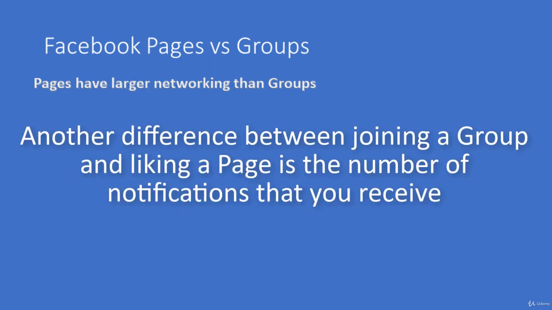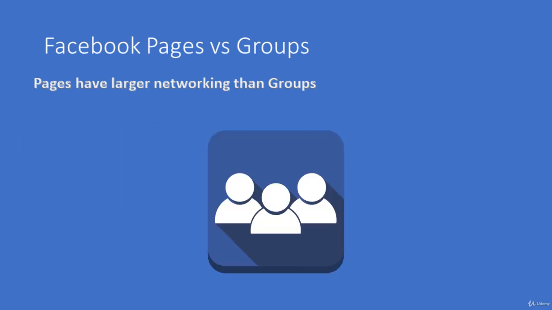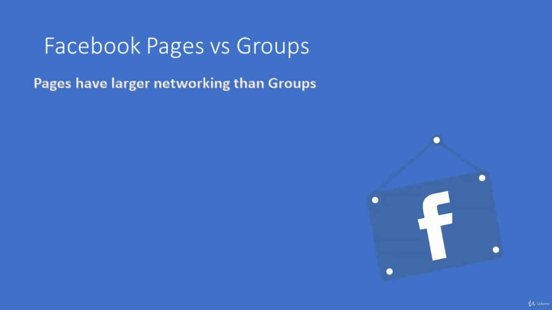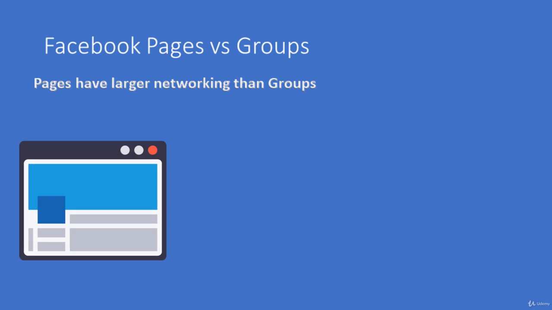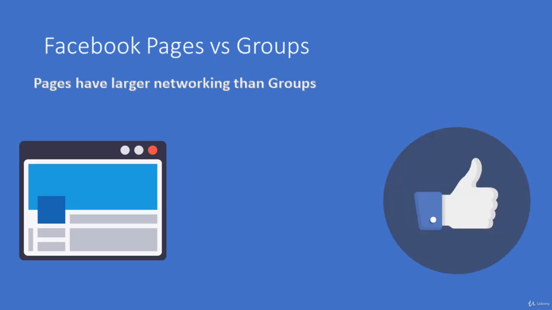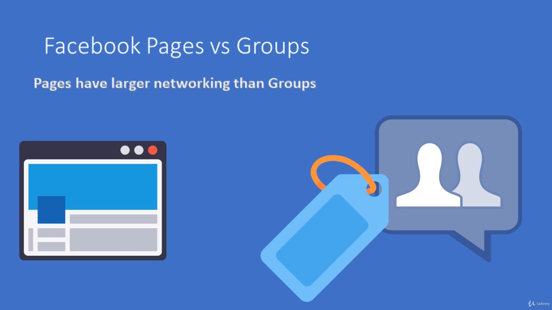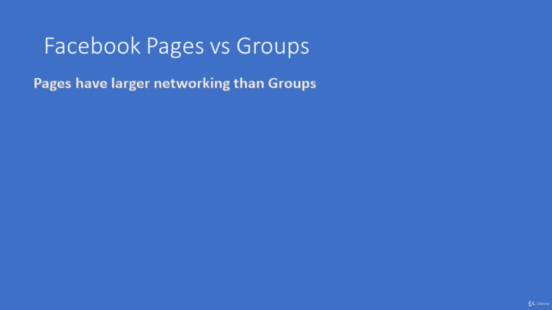Another difference between joining a group and liking a page is the number of notifications that you receive. When in a group, you will get notified each time someone posts, comments, or likes. With a page, however, it's just when someone likes your comment or tags you in a comment that you will be told of it, much like with regular comments and likes on Facebook.